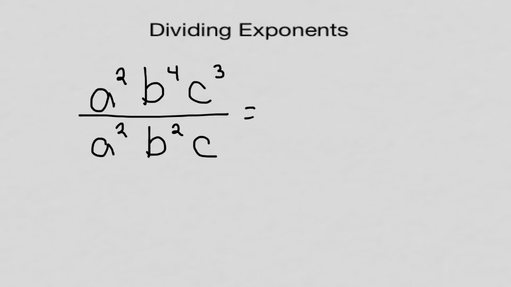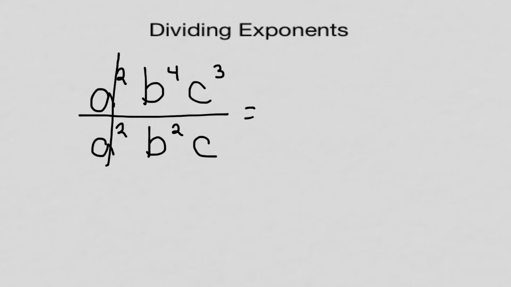All right, let's look at this one. I've got a to the second over a to the second. All right, so it's going to be 2 minus 2, which is 0. So a to the 0 is 1. Anything times 1 is itself, so I don't even have to worry about this. Really, when you get down to it, watch this. The a to the seconds cancel each other out.